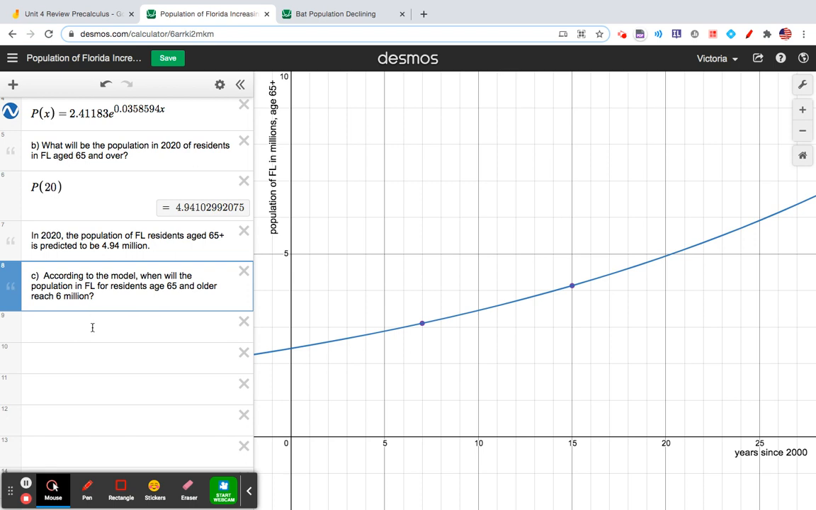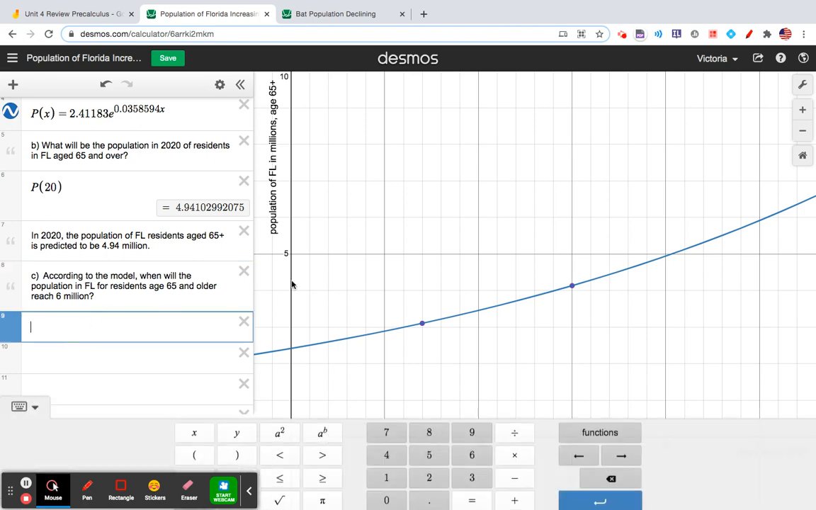So then the next question is a little bit more demanding. It says, when will the population for residents age 65 and over reach 6 million? So you can solve this, I mean, a bunch of ways. You really can. There's the graphical way, and then there's the algebraic approach. I want to show you the algebraic approach and how Desmos can even help with that.